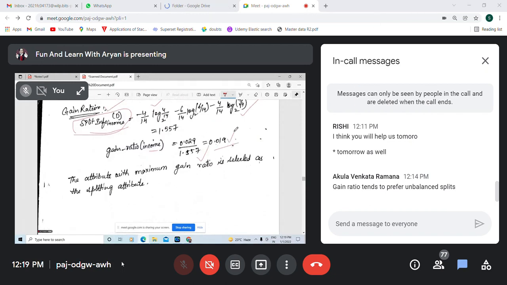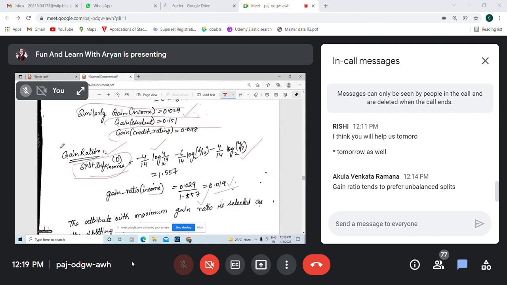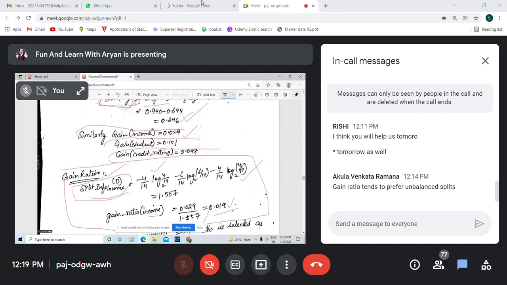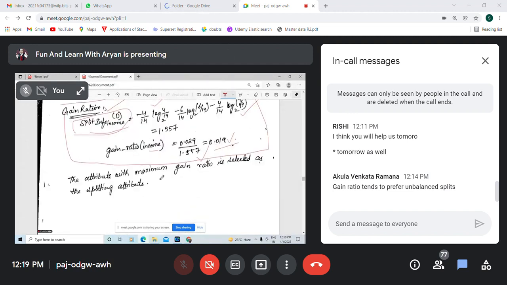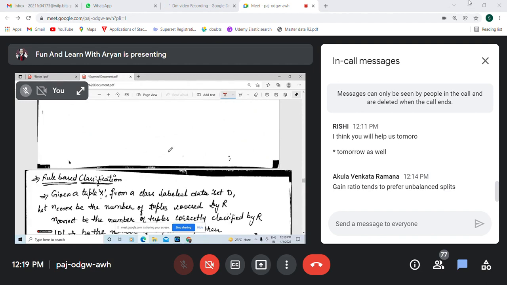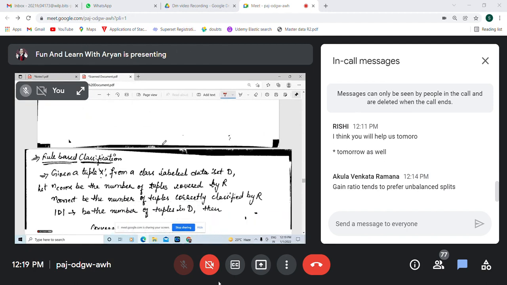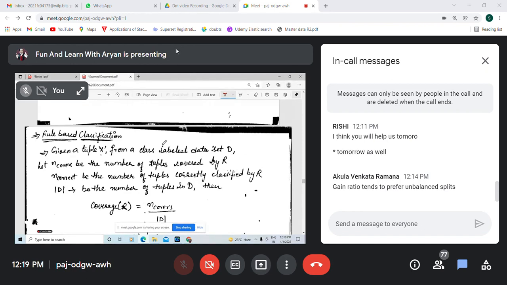The attribute with maximum gain ratio is selected as the splitting attribute. Here, don't get confused. I just did gain ratio for only one attribute, income. You have to calculate gain ratio for age, student, and credit rating, and then decide. Whichever has the maximum gain ratio will be your splitting attribute. So that was all about how you classify based on finding the information gain or entropy or Gini or classification error, and how you find which attribute is the best attribute.